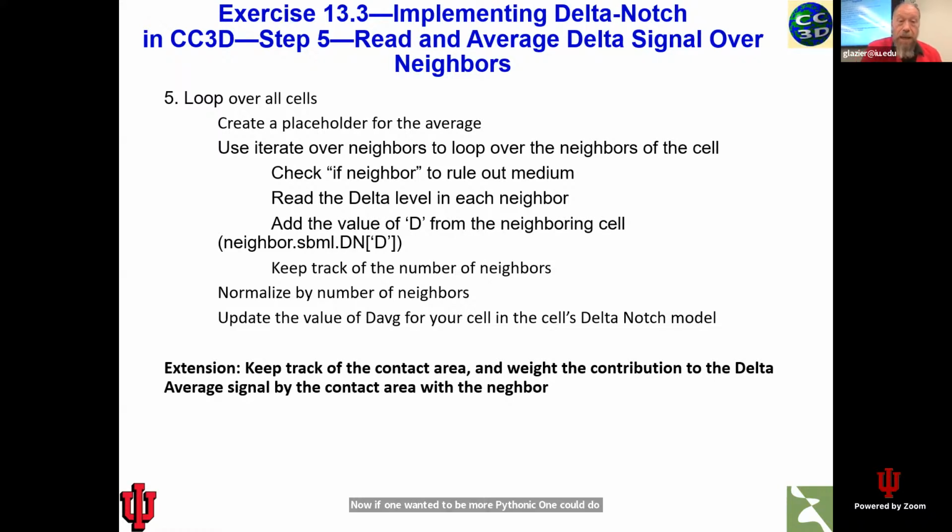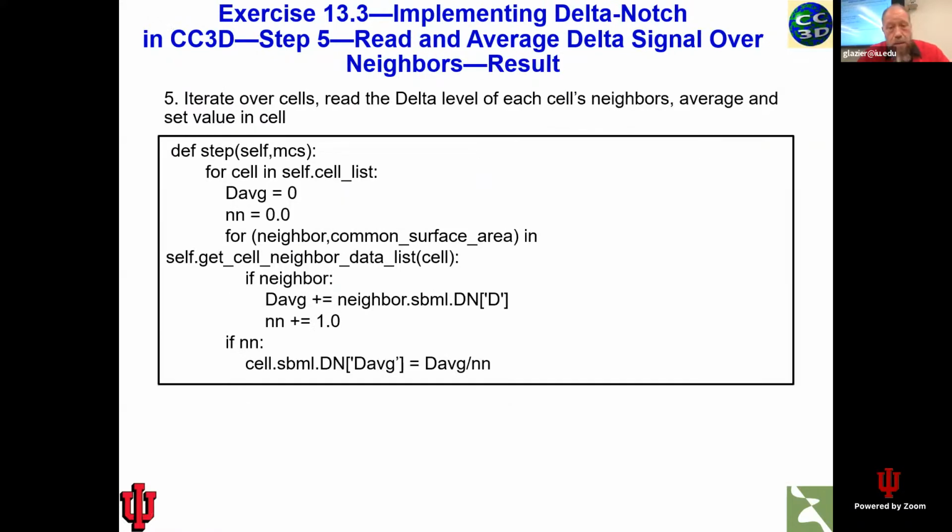Now, if one wanted to be more Pythonic, instead of doing the average by hand in the loop, you could create a list in which you put the value of D from the neighbor, and then you could use a NumPy function to get the average value. So here's one way to do it. Not necessarily the most elegant way, but one way to do it.